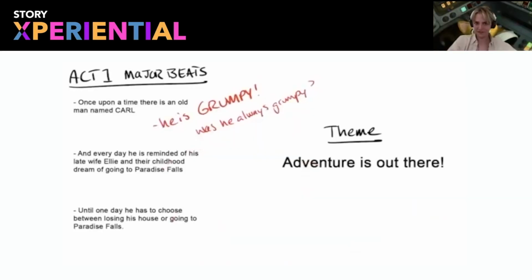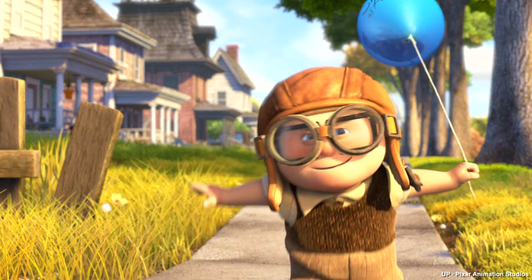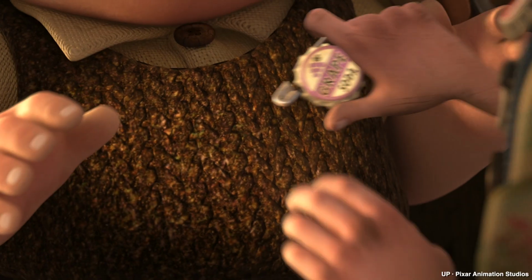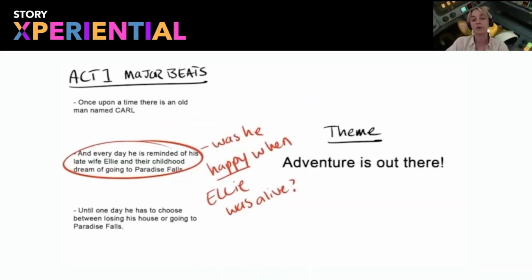Now up to the main character. Was he always grumpy? They chose to start him as a child, and he was not grumpy when he was a child. He was a little bit square, but he wasn't grumpy. Was he happier when she was alive?